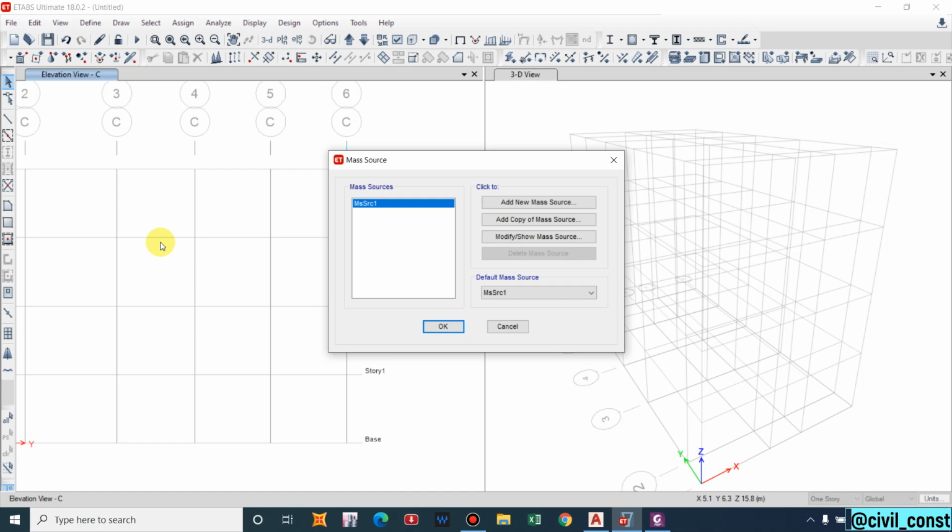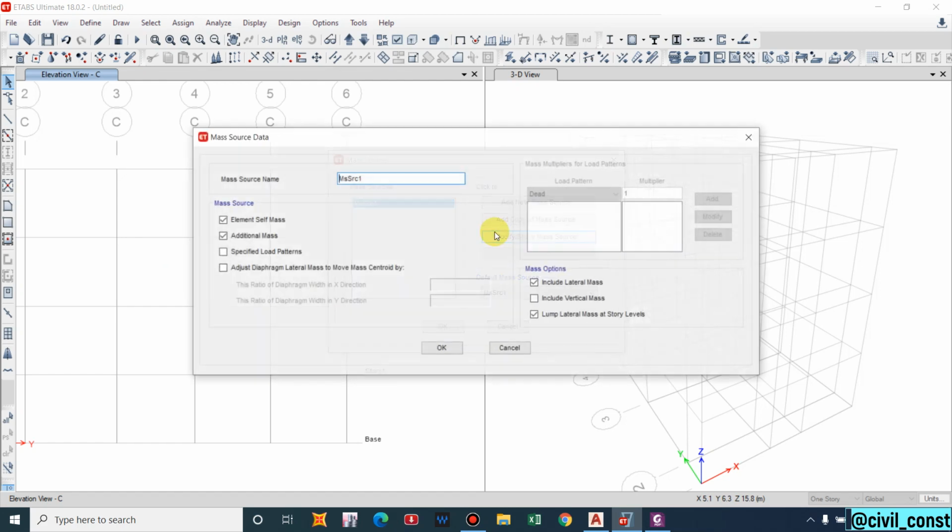For example, consider a water tank. It will have water in it. During the earthquake, the mass which will be involved in the seismic motion will be the summation of the water tank as well as the water contained within it. Okay, so that will be the total mass that will be taking part in the seismic motion. So similarly in a building also, the mass that will be involved in the seismic motion has to be considered in the mass source. So modify mass source.